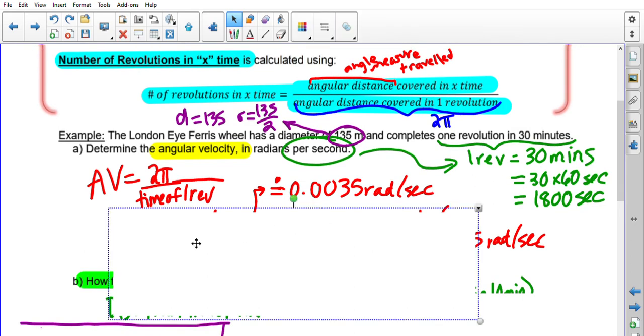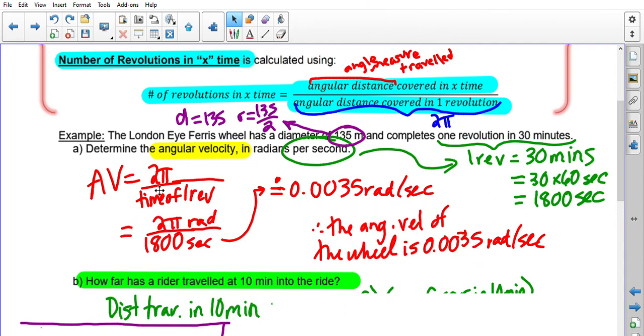So we're going to put that in our formula. So 2 pi radians divided by 1800 seconds. So that's saying you do 1 revolution in 1800 seconds. And that's approximately equal to 0.0035 rads per second. So that's the angle measure it travels in 1 second.